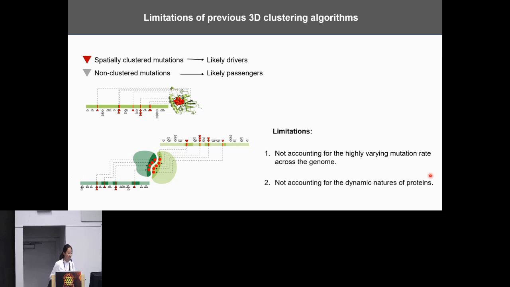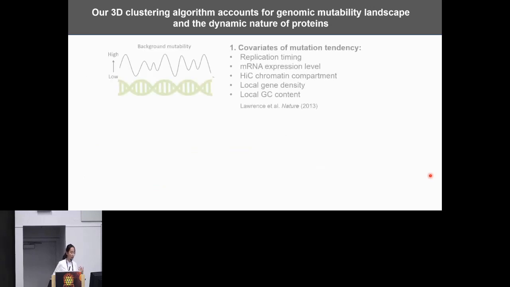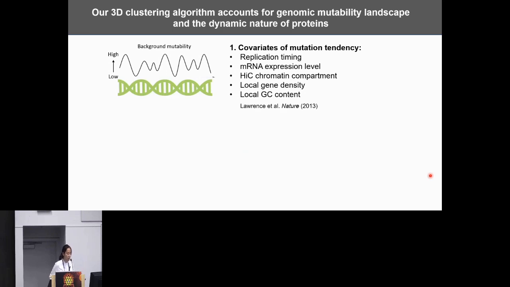And the second limitation is that these methods typically select one structure per protein or per protein complex, and so that only represents a single static snapshot of one protein. So we really need to account for the dynamic nature of protein configurations when we perform this type of clustering analysis. So our 3D clustering algorithm addresses both limitations by first modeling the highly varying local background mutation rates along the genome, accounting for covariates including replication timing, mRNA expression level, Hi-C, which describes 3D genome structure, as well as local gene density and local GC content.